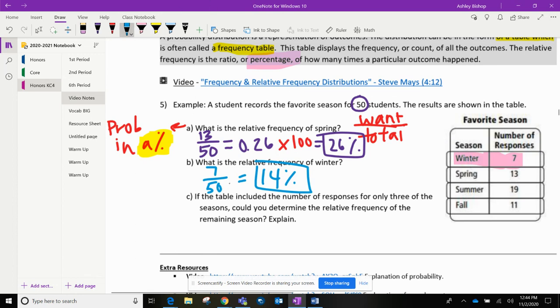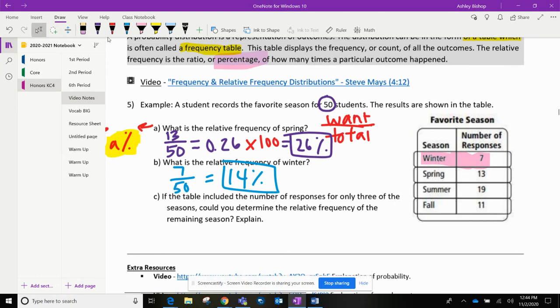All right, now let's talk about this table a little bit. All of these tables should add up to the number of students I have. So remember, all of these should add up to 50 because I had a total of 50, and all their percentages should equal 100%. So thinking about this last question, if the table included the number of responses for only 3 of the seasons, could you determine the relative frequency for the remaining season?